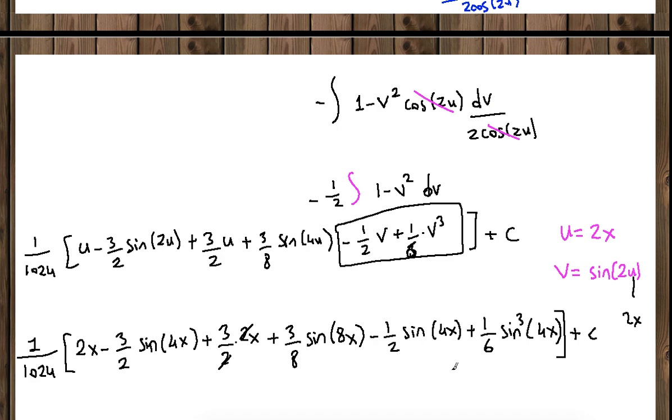Okay, this is our final answer. If you wish, you can distribute 1 over 1024 into each term one by one, and then expand, and leave your answer in that form. Or you can leave your answer in compact form, as I did here. I'm going to leave the answer in this form. You can leave it in whatever form you prefer.